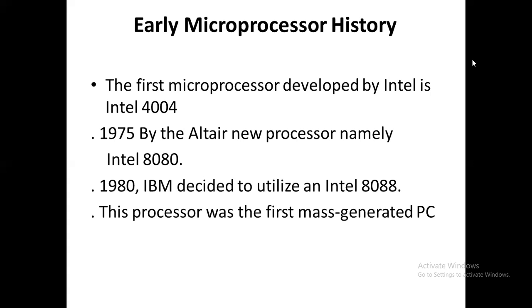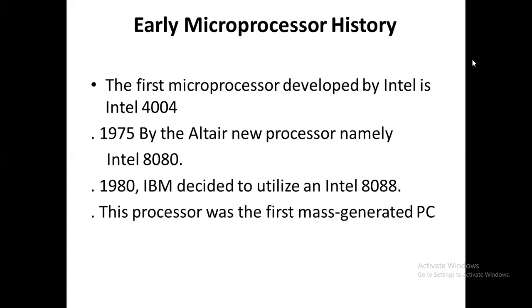This is the second generation of the microprocessor. In the year 1980, IBM decided to utilize an Intel microprocessor known as the 8088. This processor was the first mass-produced PC, which was aptly known as the PC. When people started to utilize personal computers for different purposes like creating graphics and word processing, the amount of processing within the box grew bigger. However, the processor remains the center of attention even nowadays.